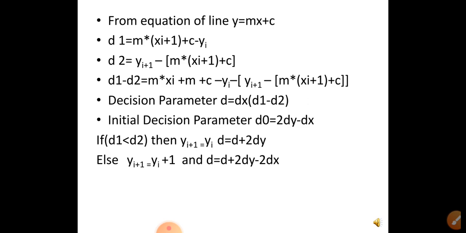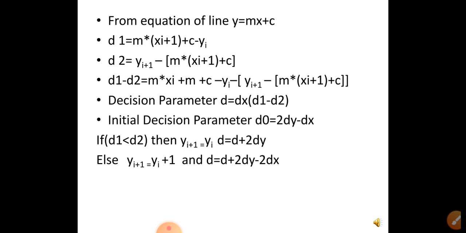So, yi plus 1 minus y means what? The point on the actual line path, that is m xi plus 1 plus c. We need to compare d1 and d2, so we subtract the d2 value from d1. d1 minus d2 is equal to what? m xi plus 1 plus m plus c minus yi minus yi plus 1.